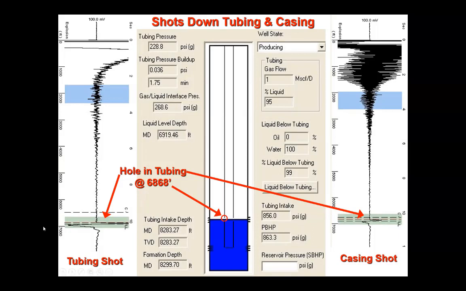This is an example of a hole in tubing where the casing shot is showing that up kick right before the liquid level that will have gained some pressure. Both tubing and casing shots will represent the up kick at the hole depth.